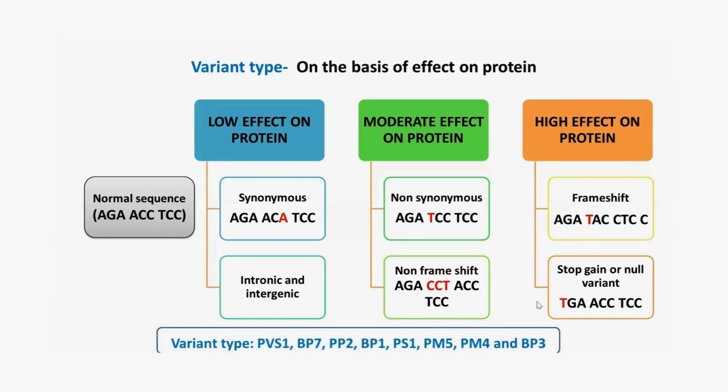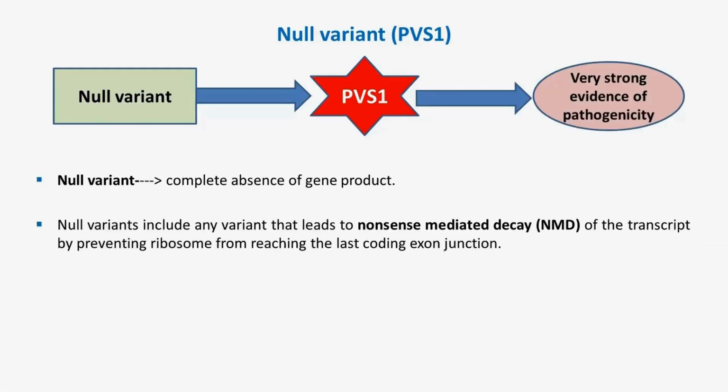So now we will discuss all these attributes which are associated with variant type. First is PVS1. As we discussed earlier, P denotes pathogenic, VS very strong, and 1 is the guideline followed. So a null variant is when there is complete absence of gene product, which forms the truncated protein. Null variants include any variant that leads to NMD, meaning nonsense mediated decay of the transcript, by preventing ribosome from reaching the last coding exon junction.